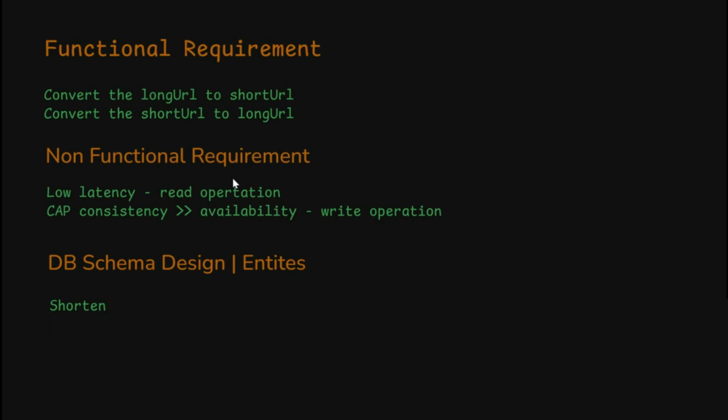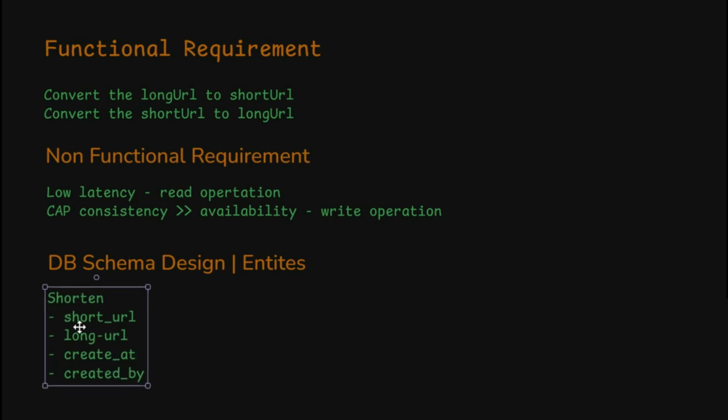So the core attributes for this shorten entity would be the short URL, long URL, created at, and created by. So we need some kind of mapping here: this is a short URL and this is the long URL for that short URL, and when it was created and which user created this URL.